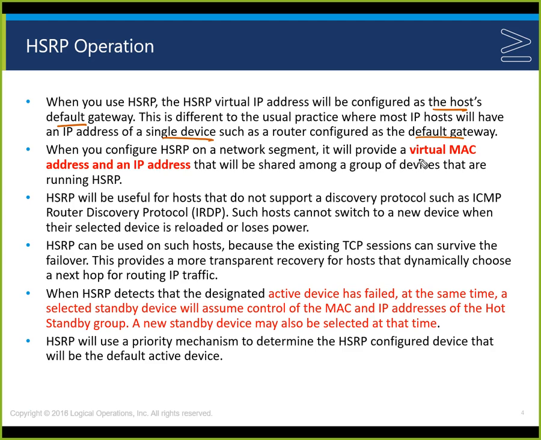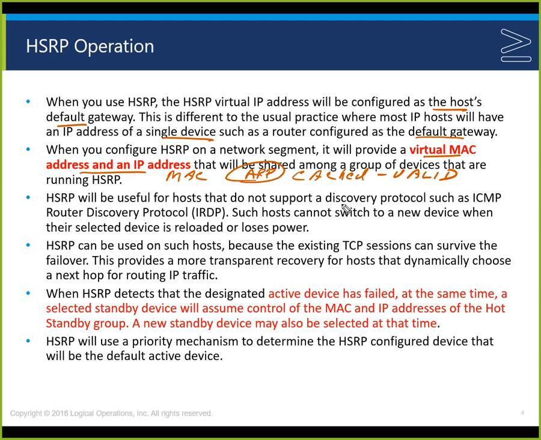When we configure it, it will provide a virtual MAC address and an IP address shared among the devices that are running HSRP. The advantage is that once we get the MAC address, it doesn't change. Remember, the MAC address gets cached on the devices, and we have to use the ARP protocol to find the new MAC address. But if it doesn't change, then we don't have to worry about ARP. The cached ARP entry is still valid. So the advantage there is that the virtual MAC goes with the virtual IP.